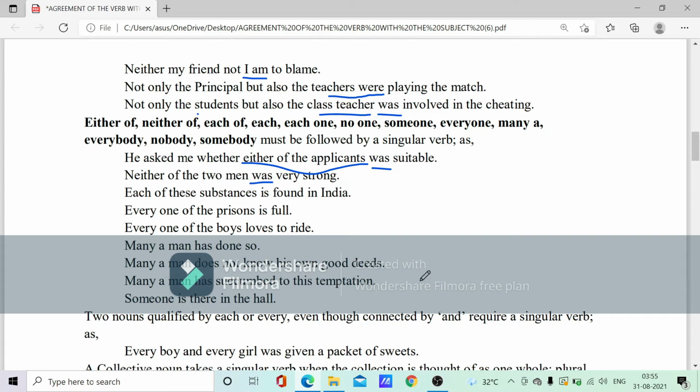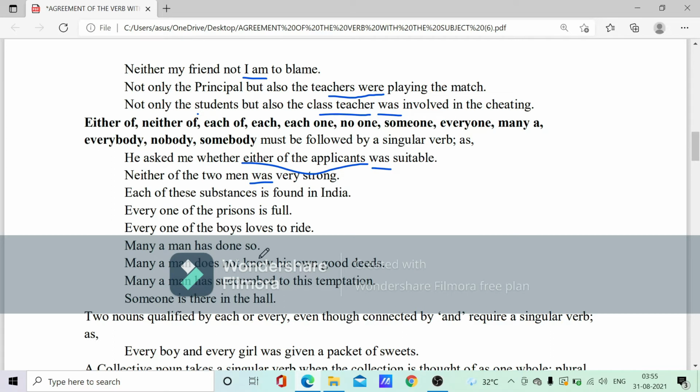So either of, neither of, I told you. Then each of these substances again is found in India. Here you need not apply each according to substances, but each of. Then every one of the prisons is full. Then every one of the boys loves to ride. Here you would find loves according to everyone.